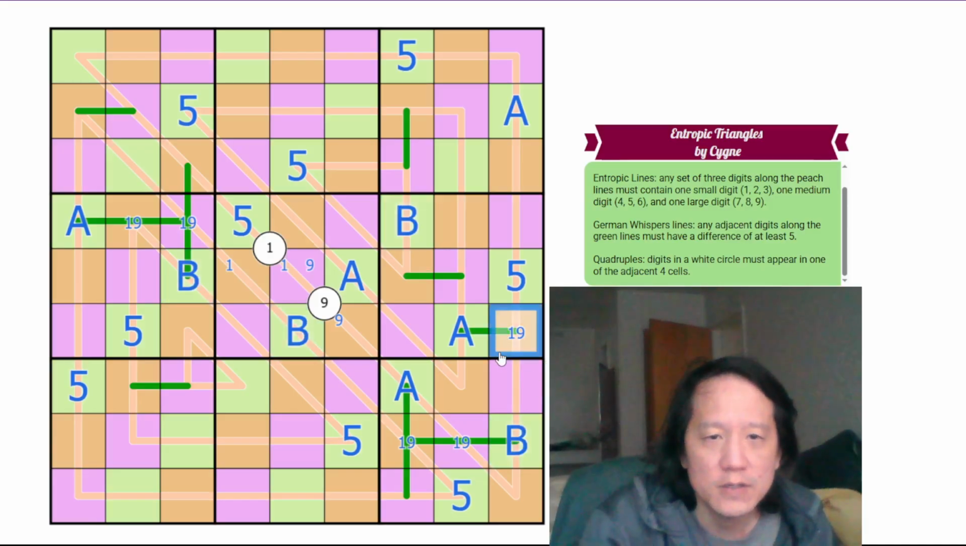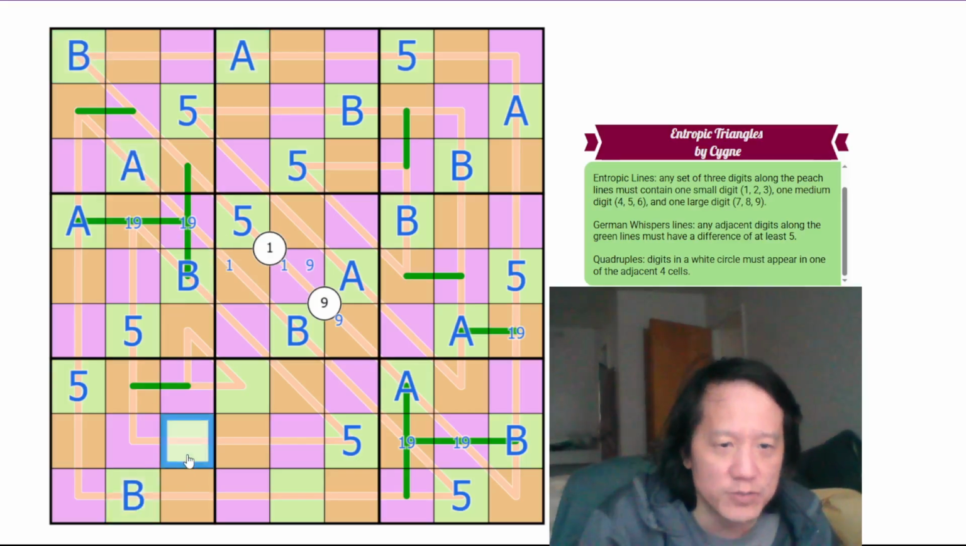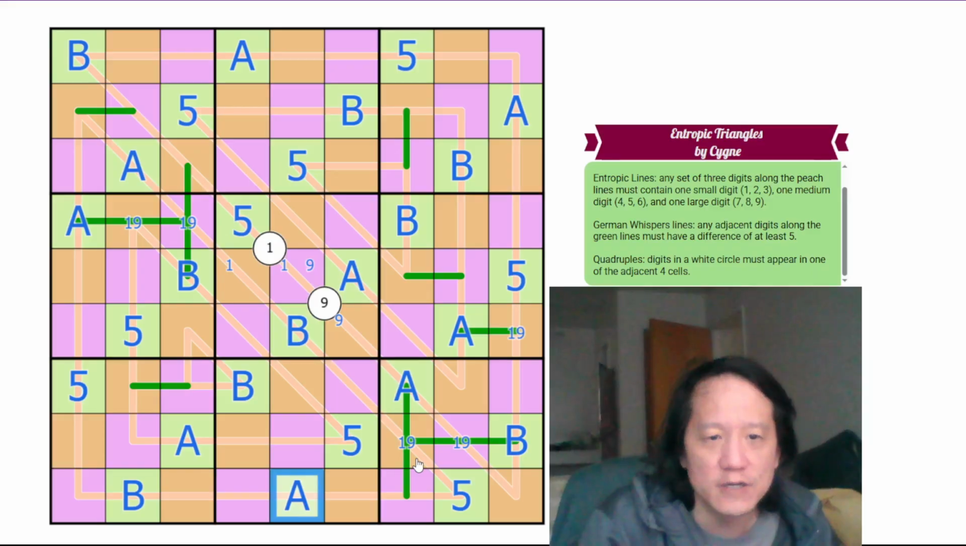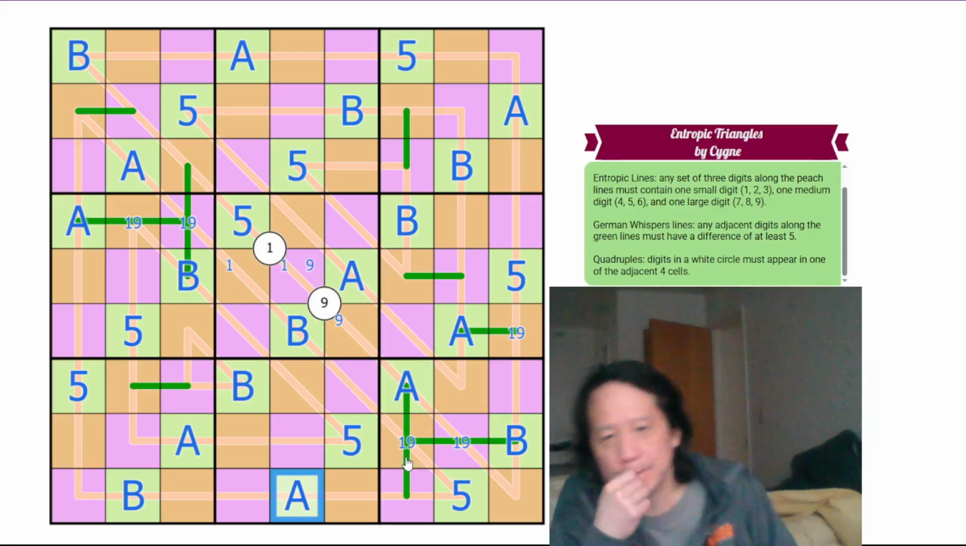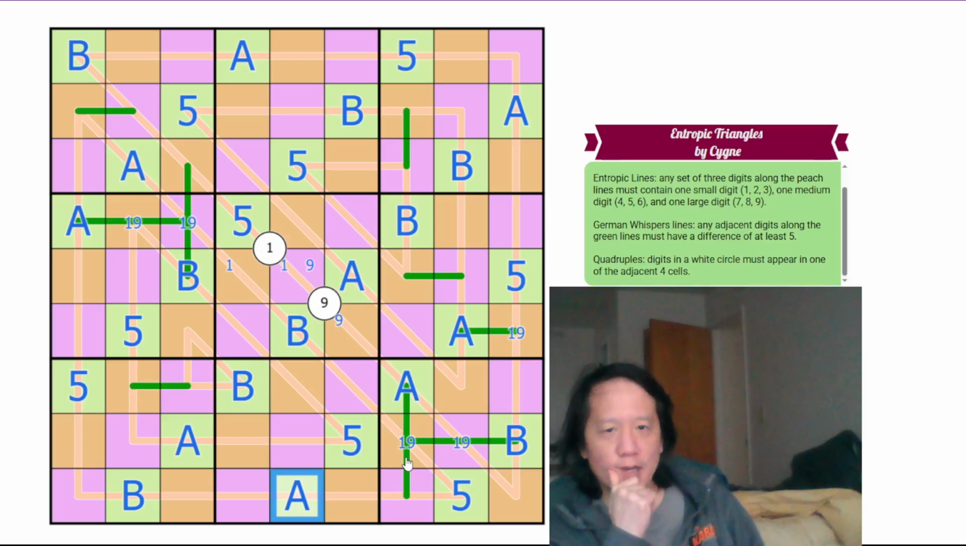So these are B. So this is A with B there. This is B, so that's A, which makes this B, which makes this A, which makes this B, which makes that A. A here makes this B, which makes this A. So that's there. Okay.